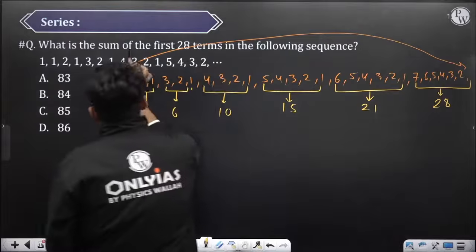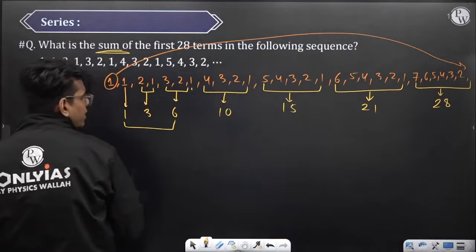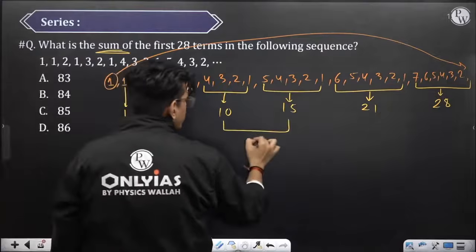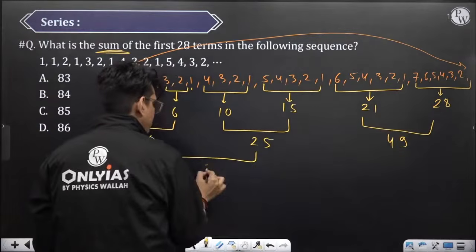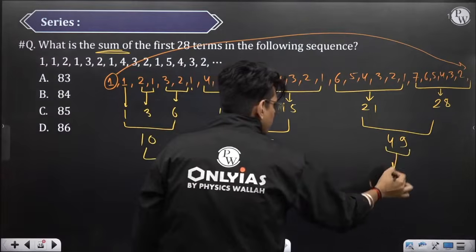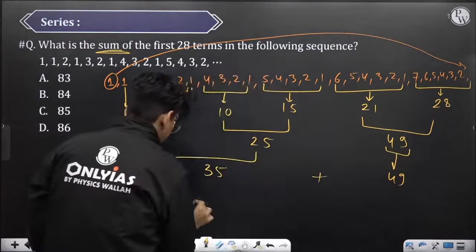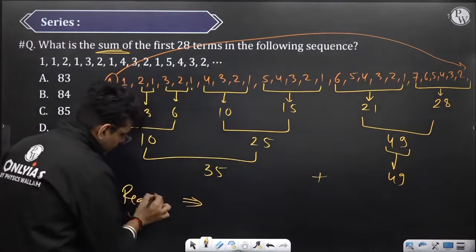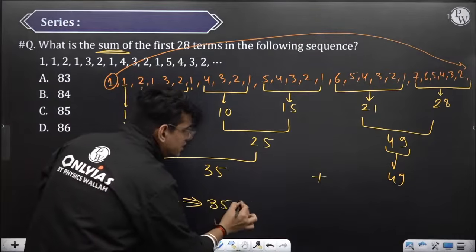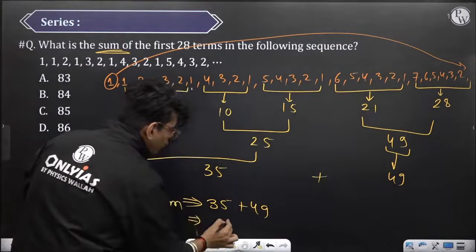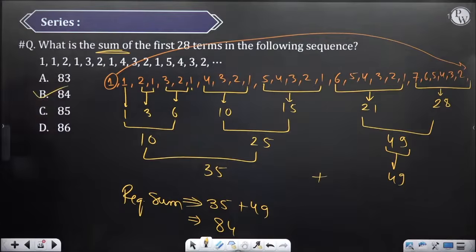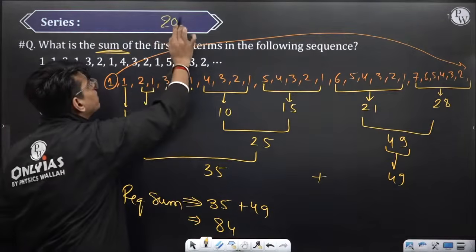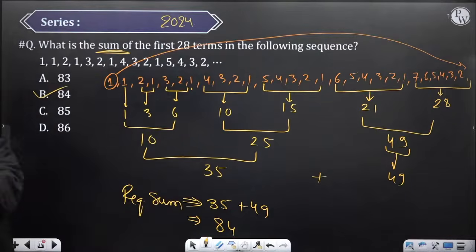We need to find the sum. Sum of all these is what? 10. Sum of these two is 25. Sum of these two is 49. Sum of these two is 35. And this is 49. We need to add 35. Required sum is nothing but 35 plus 49, which is 84. So the sum is nothing but 84. This is your question from this year. Done. You can get such questions.